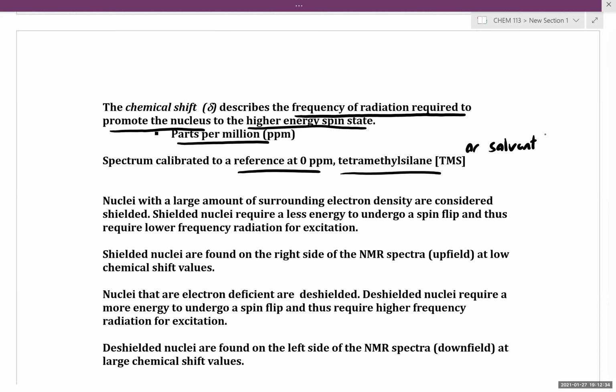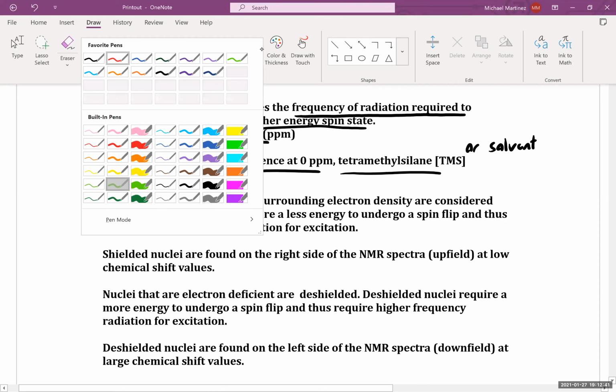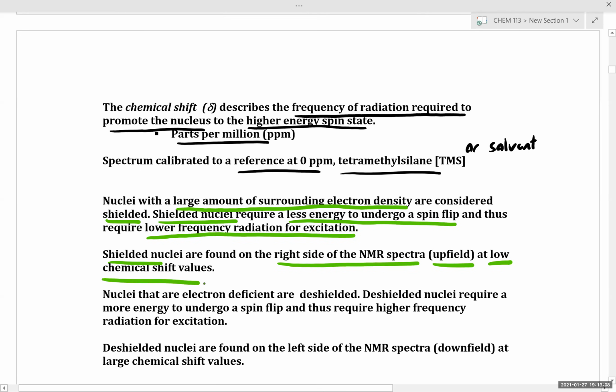So there are two main types of nuclei that we see. Nuclei that have a large amount of surrounding electron density are considered shielded. And shielded nuclei require less energy to undergo a spin flip and thus require lower frequency radiation for excitation. Shielded nuclei are found on the right side of the NMR spectra, upfield at low chemical shift values.